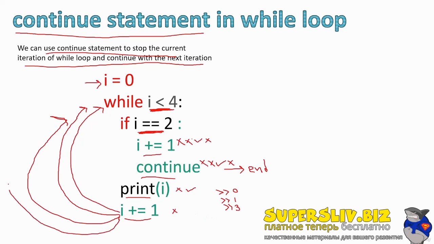Again it will go to the beginning. Now I is equal to 4. This time this condition is false. So the while loop will be terminated. So you can see in the output 2 has been skipped. Now let us go to PyCharm and take a look at live examples.